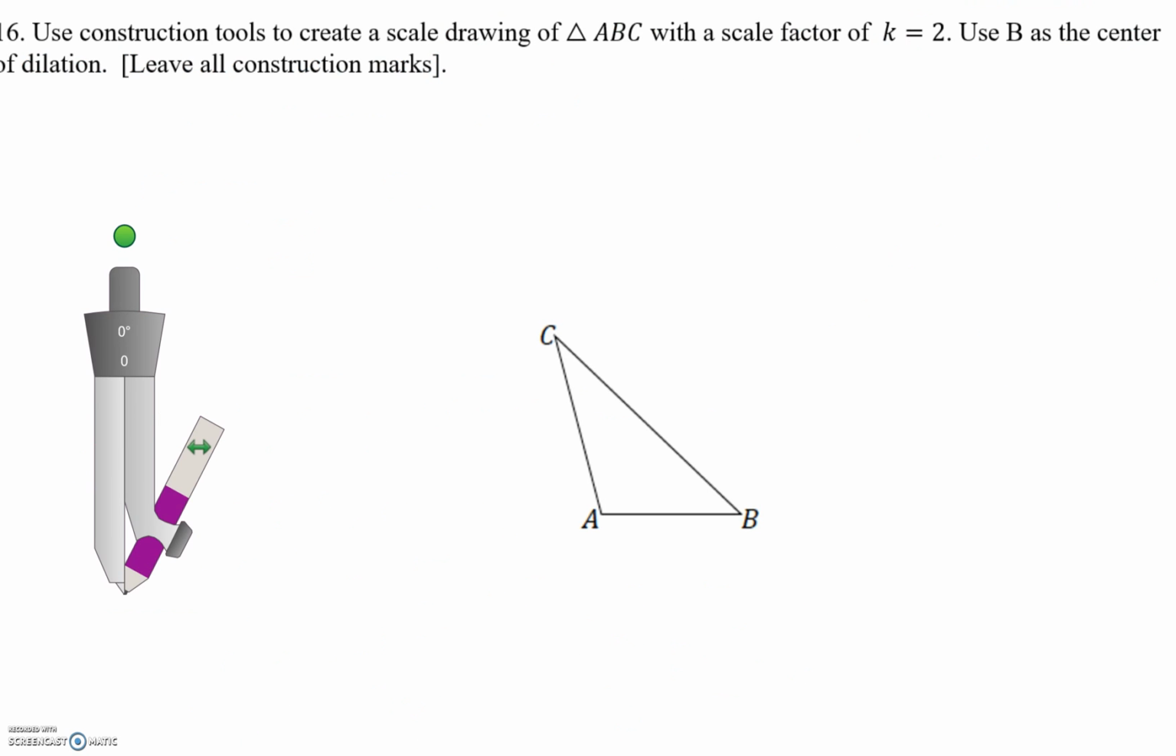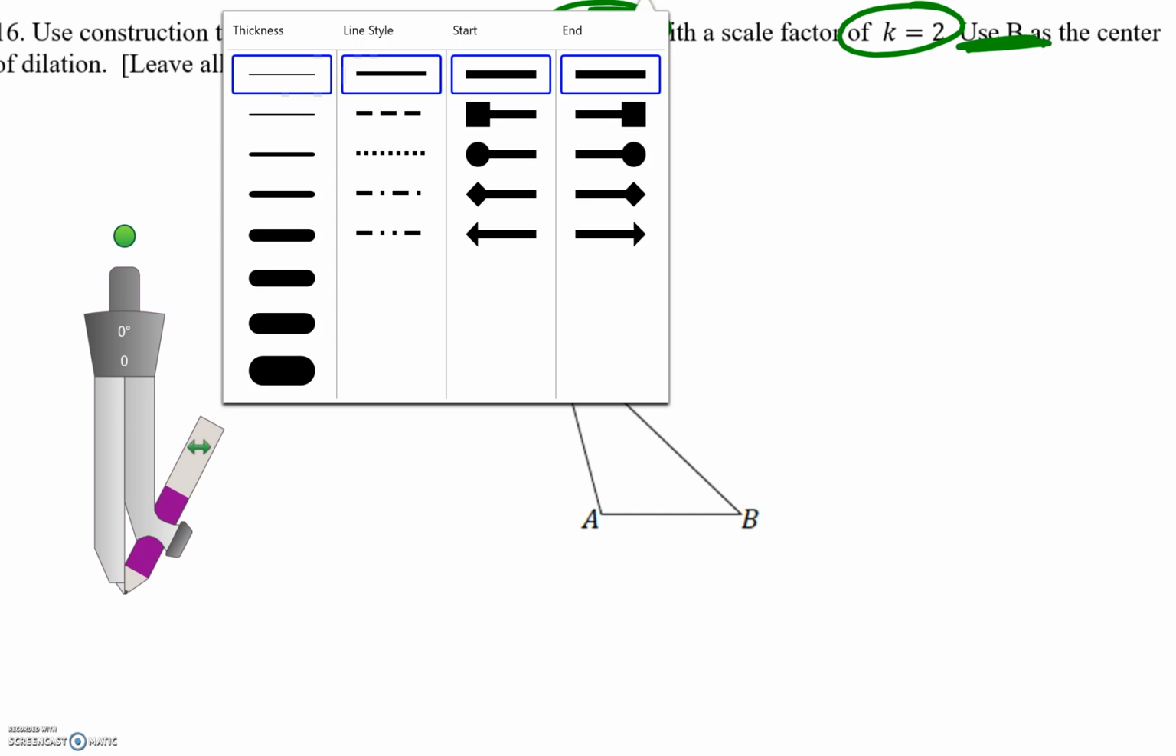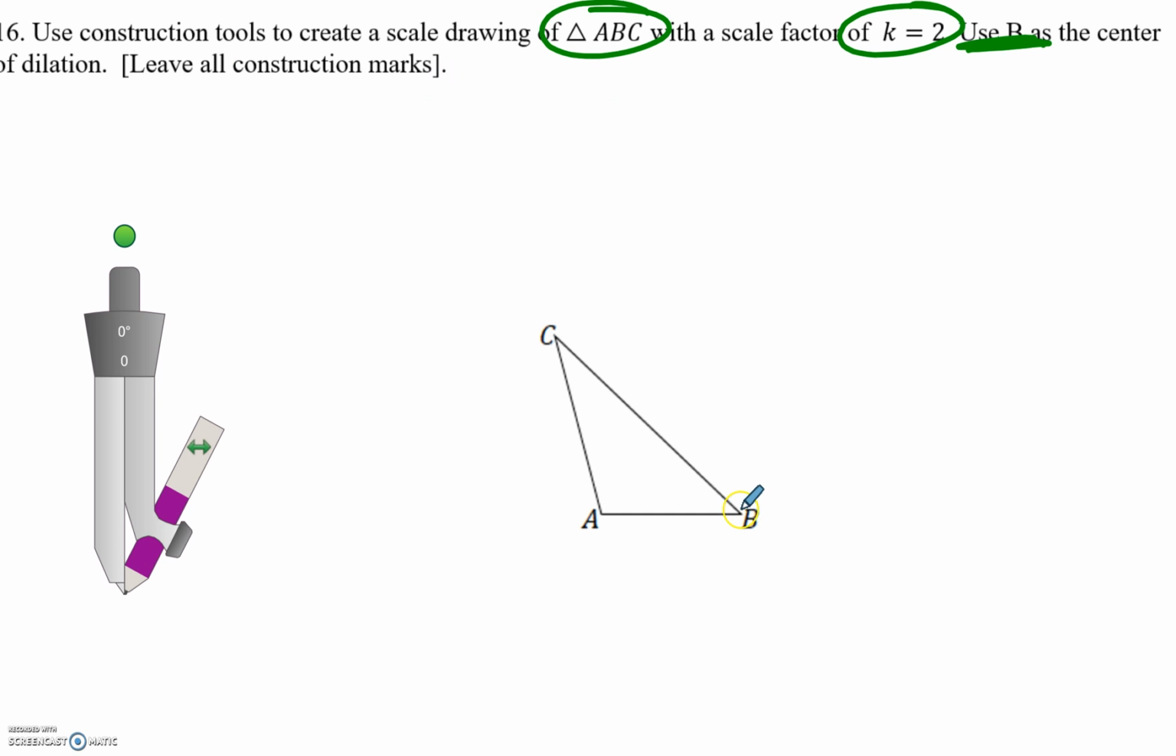Okay. Number 16 says, using construction tools to create a scale drawing of triangle ABC with a scale factor of 2, use B as the center of dilation. So since they told you B is the center of dilation, we're going to take our ruler, and in this case I'm just going to use lines. So we're going to take our ruler, put it at B, and extend all the way through C. Take our ruler, put it at B, extend all the way through A.